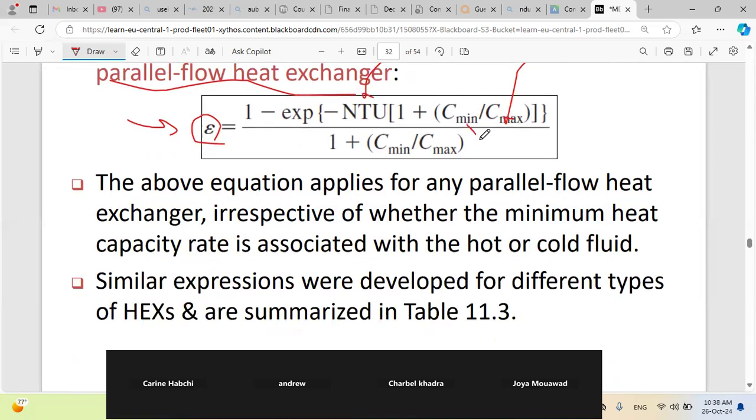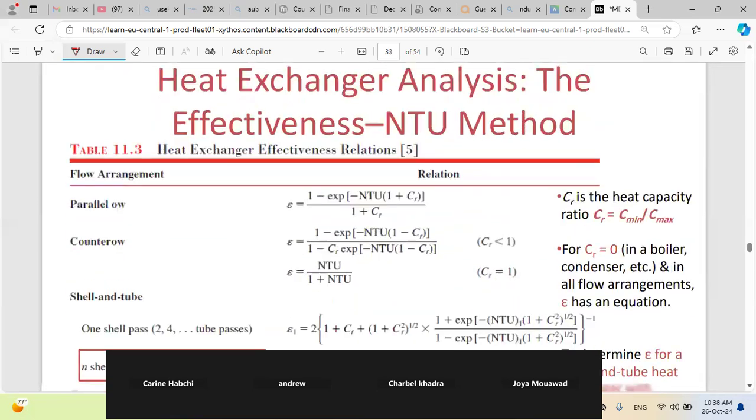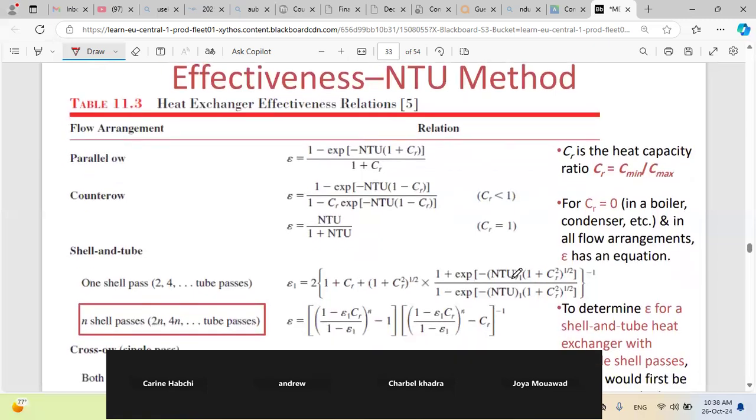So if C minimum is C cold or C hot, it doesn't matter. As long as the heat exchanger is of parallel flow type, then you can apply this formula. And for different types of heat exchangers, you have different relations. So you determine first what is the type of your heat exchanger. And here, CR represents the ratio of C minimum over C maximum. It's the heat capacity ratio.